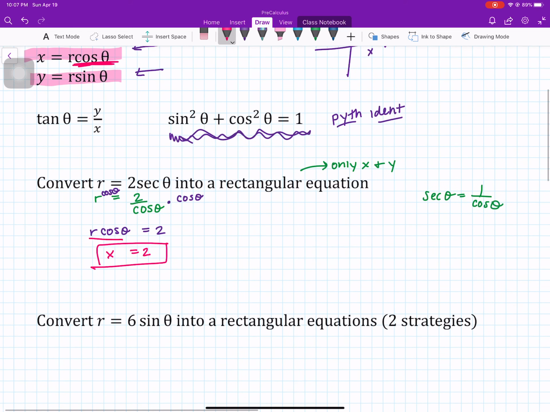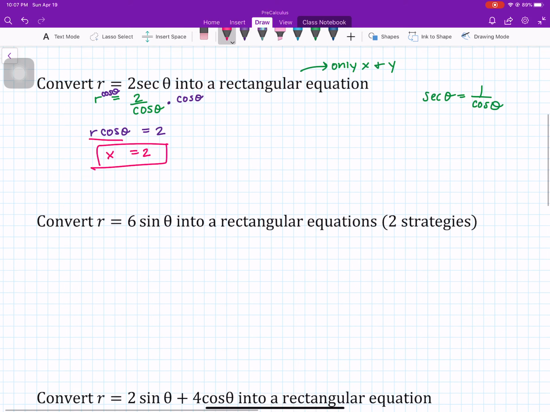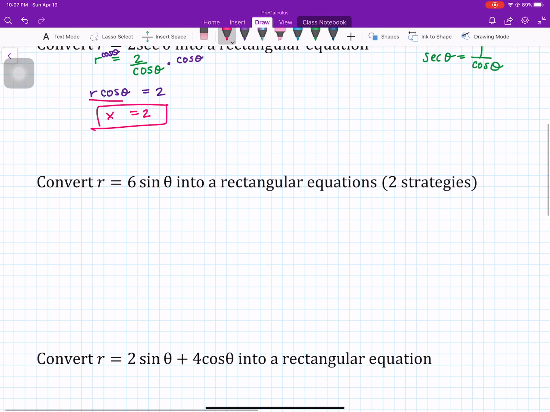Let's look at another one, maybe one that's slightly more complicated. And I'm going to maybe show you 2 different ways to do it. So let me go ahead and write down my two big rules. x equals r cosine theta. And then x squared plus y squared equals r squared. There's a couple different ways to do this. I'm going to show you 2 strategies just because they're kind of interchangeable.